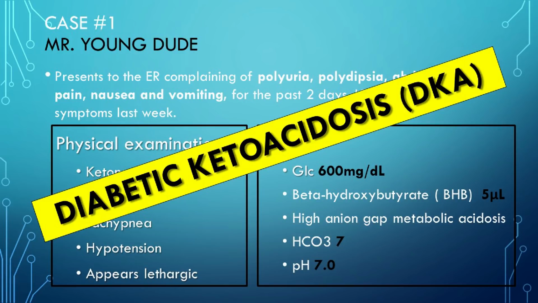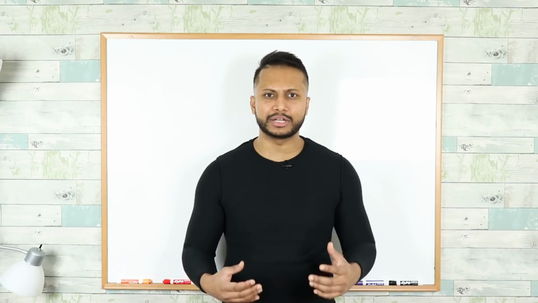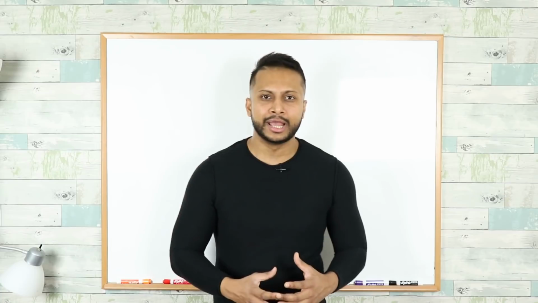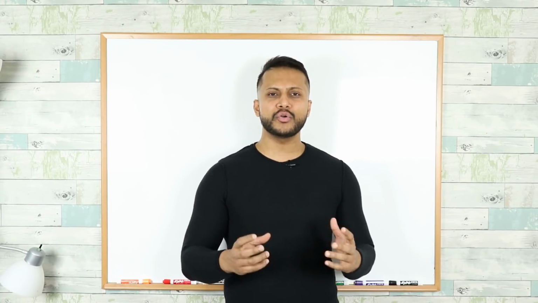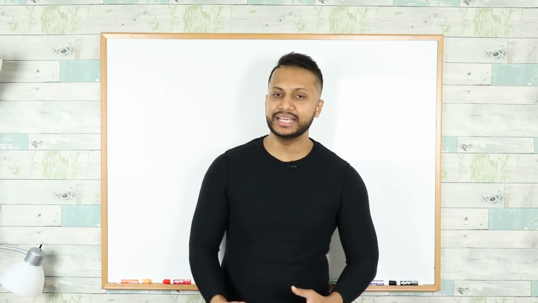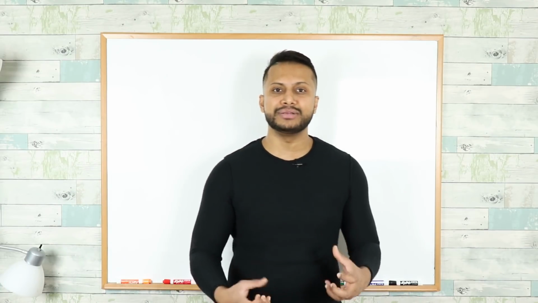Alright, let's go on to case number 2. Case number 2, Mrs. Older Heavy. She is a known diabetic who lives at home with a home health aide, and she was found to be obtunded and unresponsive. So no real complaint from her, however, she's become unresponsive. This patient is brought into the ED, and on physical examination, she's got a GCS of about 7. So you're trying to wake this lady up, but she's minimally responsive.